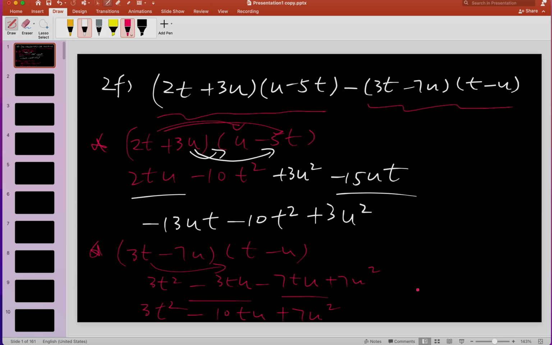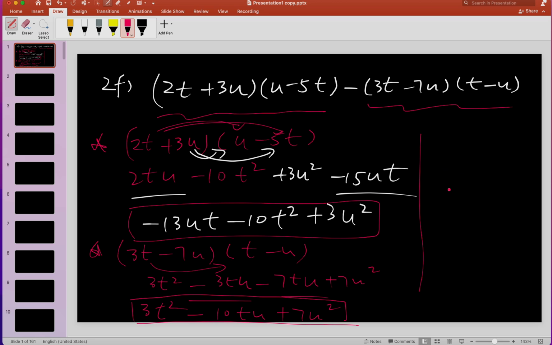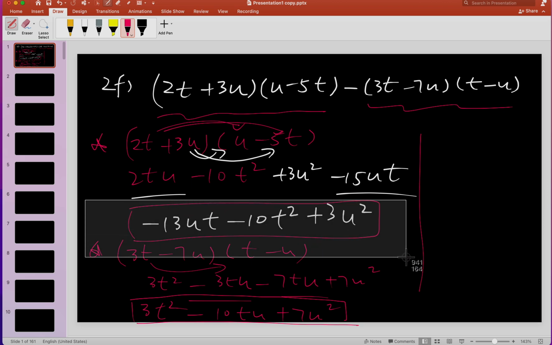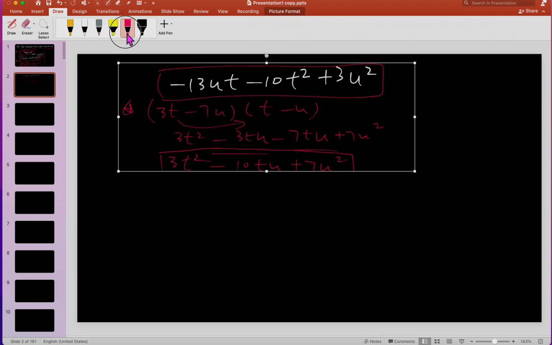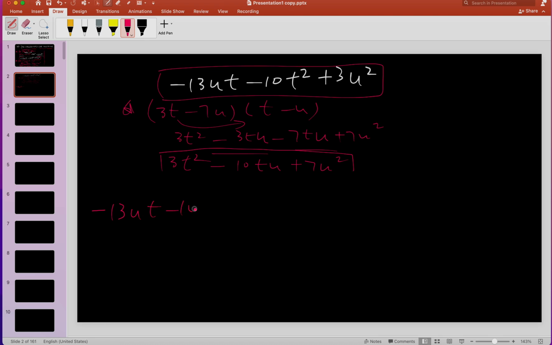Okay, so now your job is, you know that you are supposed to use this one, you minus this one, right? Yeah. So you probably just write it here. I don't have space, so it looks like I have to do it on the next page. So minus 13ut minus 10t squared, then plus 3u squared, minus. So when you use minus, everything at the back must be in brackets. So you need to bracket this whole thing.